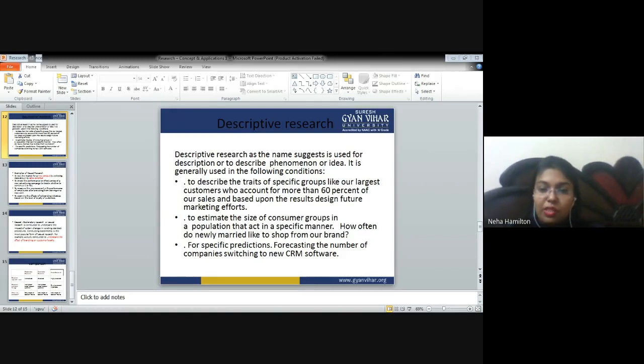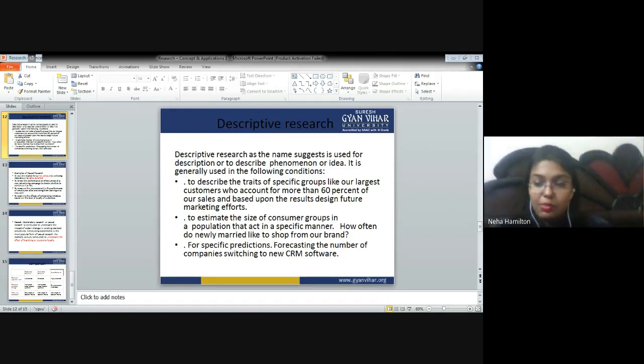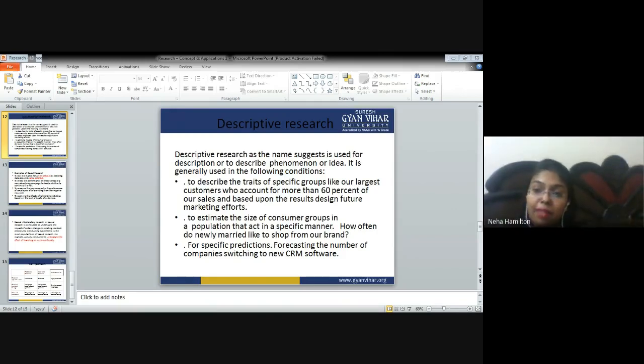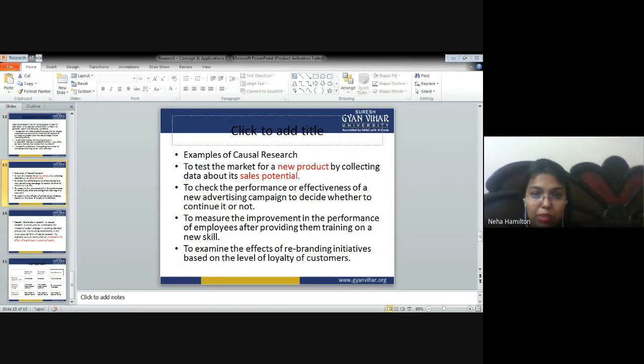Another use is for specific predictions, forecasting the number of companies switching to new CRM software. So, what is the total number of companies which are using this new software? The name of this software is Customer Relationship Management. How many companies are using it and finding it relevant, right? So that is again descriptive research. We are finding out how many people like it, how many people have not liked it, like this.